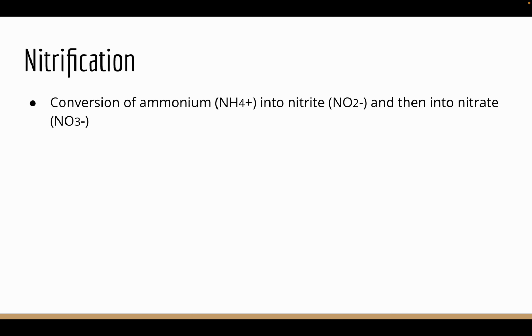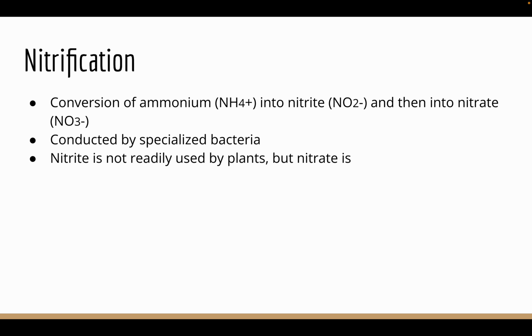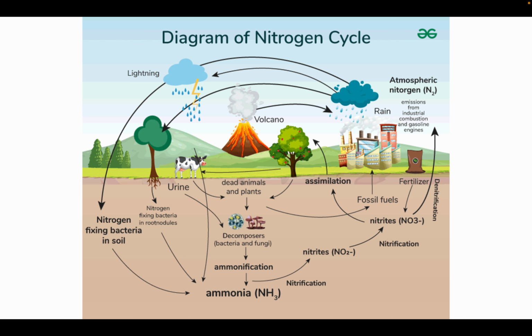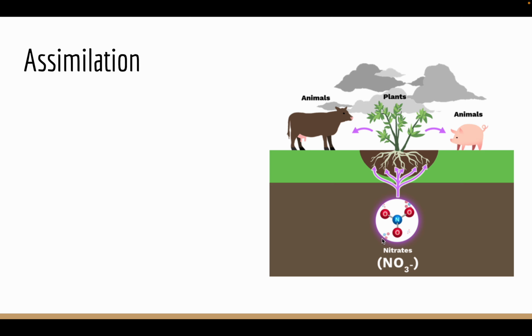Nitrification, conversion of ammonium into nitrite, NO2-, and then into nitrate. So it's conducted by specialized bacteria. Nitrite is not readily used by plants, but nitrate is. As we can see here in this process, we're taking the ammonia into nitrites, and then it's going to be made into nitrates. Ooh, there's a typo on that one.